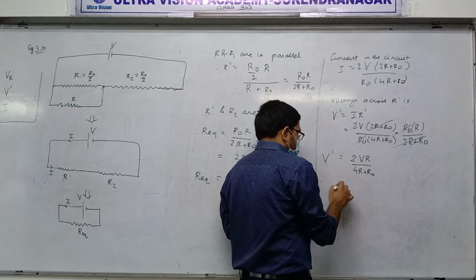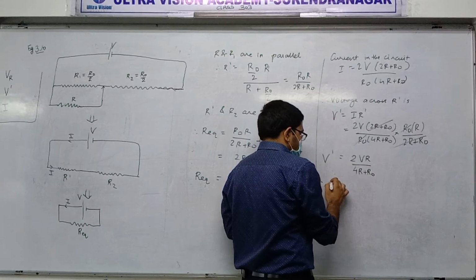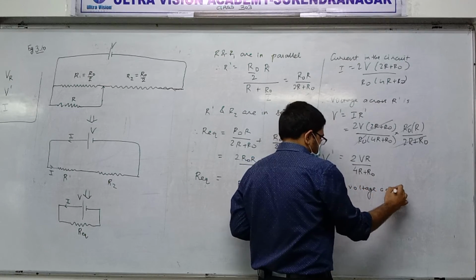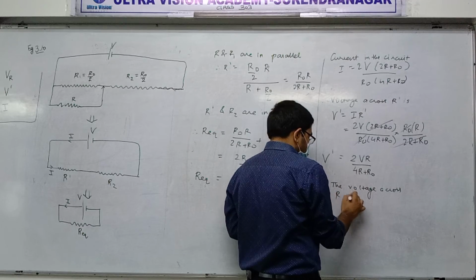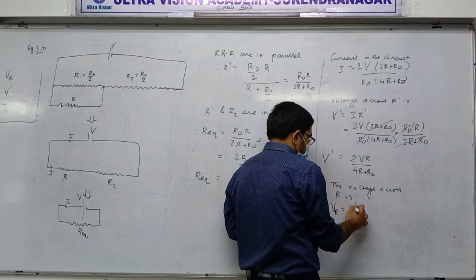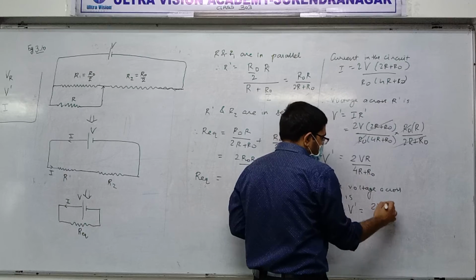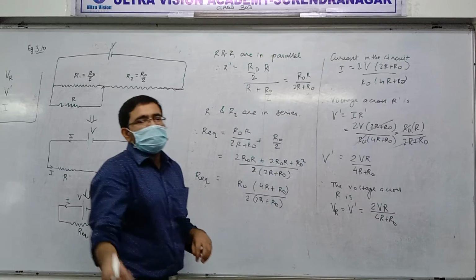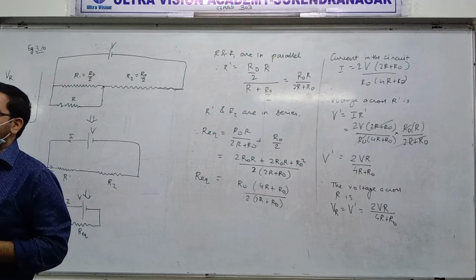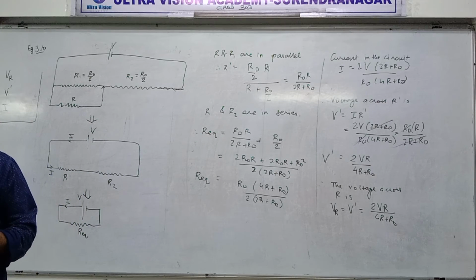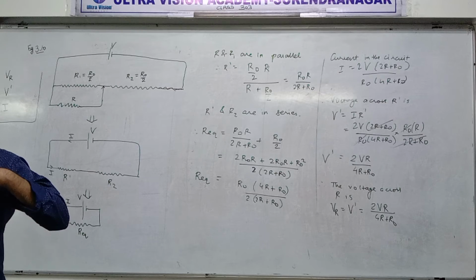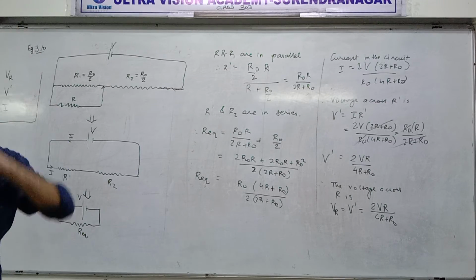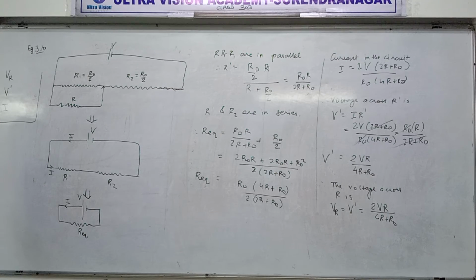VR. What do we get? The voltage across R is VR, which is equal to V dash. Okay, that is equal to 2VR upon 4R plus R0. Just imagine this question if all numbers would have been given. Alright, now that's it for this particular question.